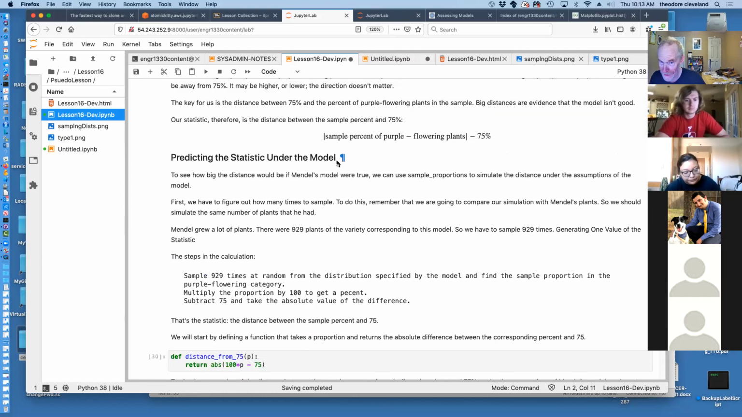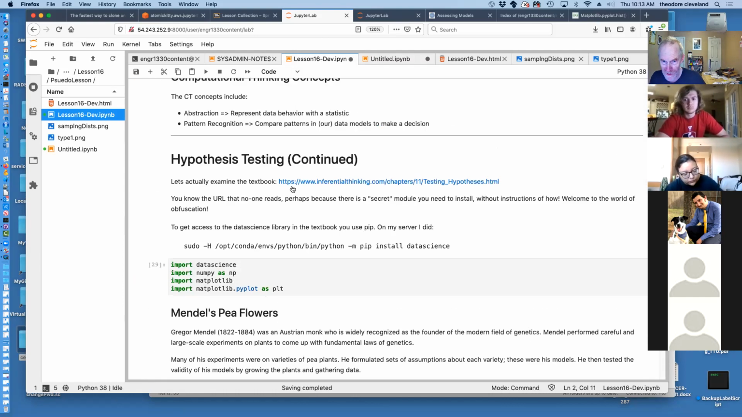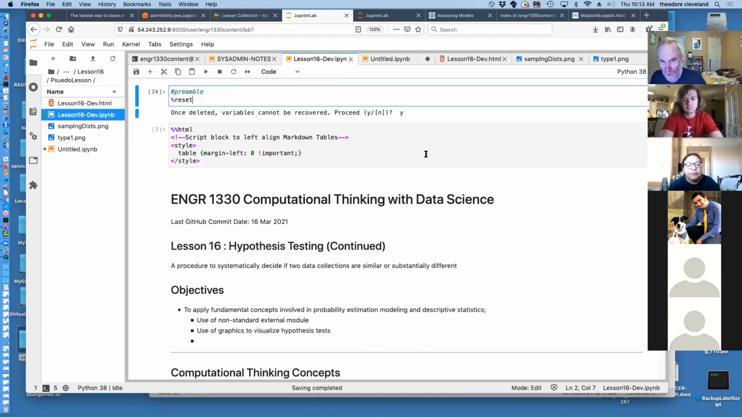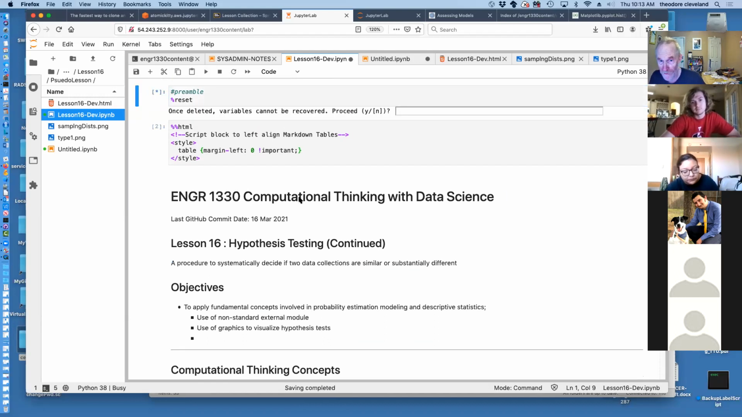And the only thing odd in the Lesson 16 notebook is this data science package. So let me suppress that. Save the notebook real quick. And I'm going to introduce a command that's rather dangerous, but we can use it when we have to. This is called the reset command, and what it's going to do is wipe all the variables out of our notebook. It gives you a warning when we run it. It says, once deleted, it can't recover variables. So I'm going to go ahead and select yes.